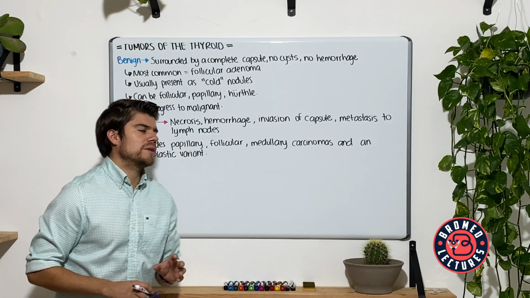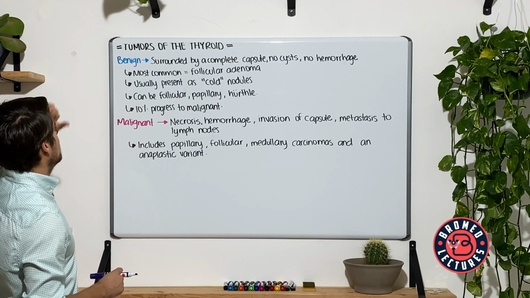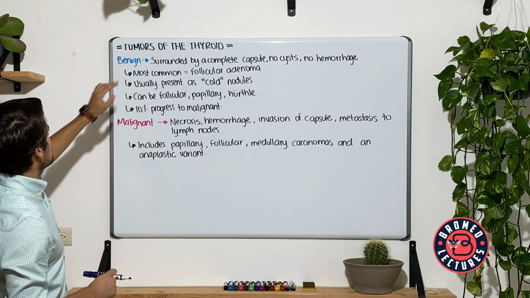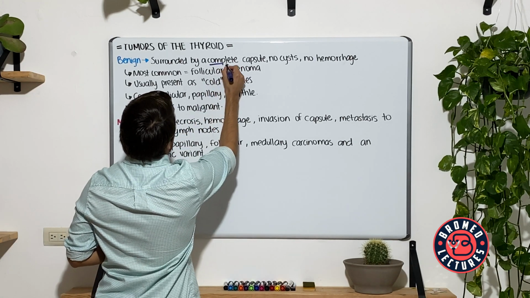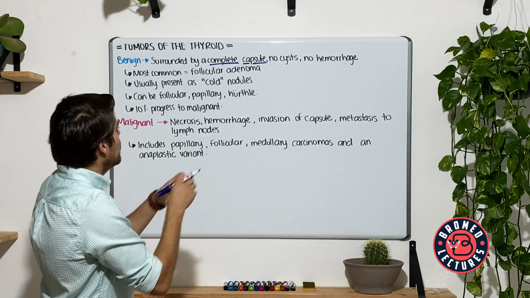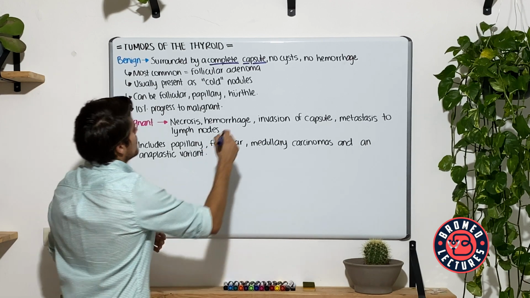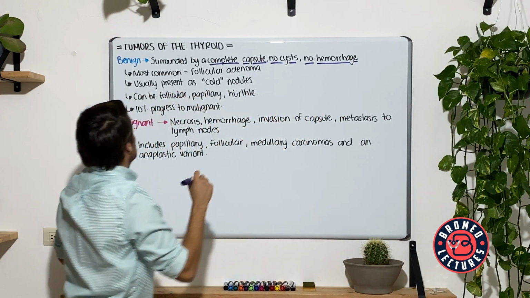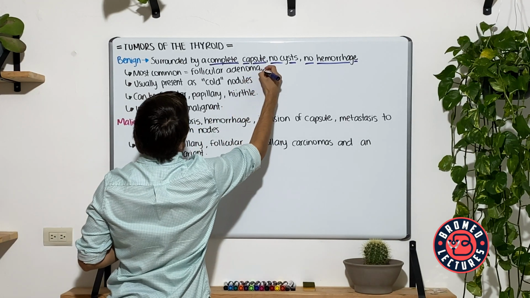So just before jumping to the specifics of the neoplasms, let's differentiate between how the benign tumors of the thyroid and the malignant tumors of the thyroid behave. The benign ones are usually described as being surrounded by a complete capsule. This one usually has no invasion of this capsule and they are pretty well defined lesions, okay? They usually have no cysts and no hemorrhage. And the most common cause of benign tumor of the thyroid is going to be follicular adenoma.